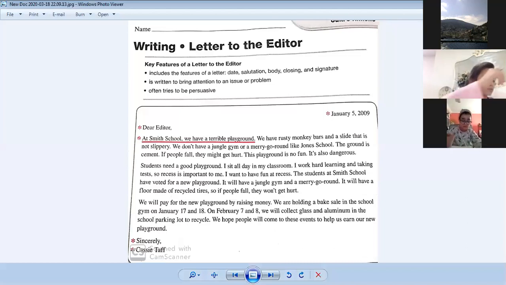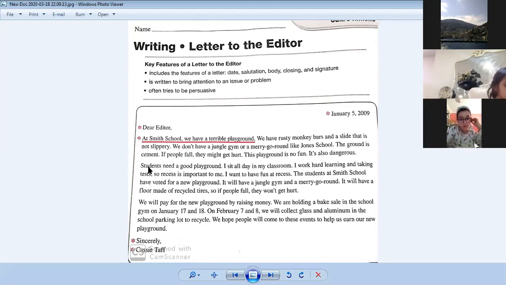Draw a star next to the solution. Solution, dear, and the name. Where is dear, the editor? Here. Solution always means when you write, dear editor, this, dear, and the name, we call it solution. Hi means solution. Hello, good morning, good afternoon. All of these are solutions. So write a star next to the dear editor. And a star near the beginning of the body or the paragraph. What is the beginning of the paragraph? At Smith School. Draw a star next to at Smith School. Here, all of the stars are on the page.